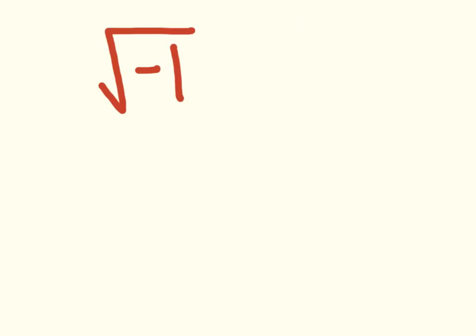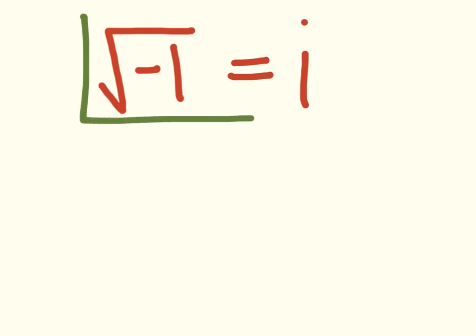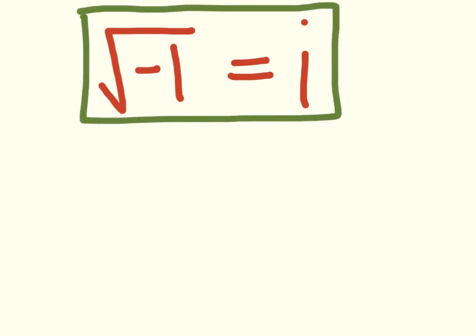So from now on, whenever you're trying to take the square root of a negative number, keep in mind the square root of negative 1 equals i, and i is for imaginary. So if you learn anything at all today, that's what you're going to learn. The square root of negative 1 equals i.